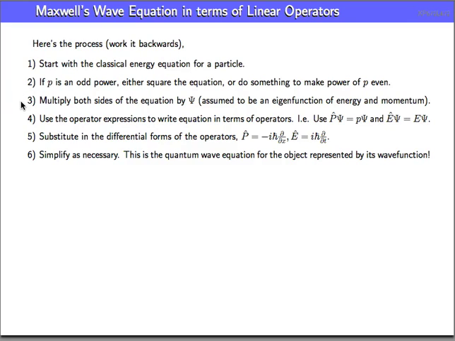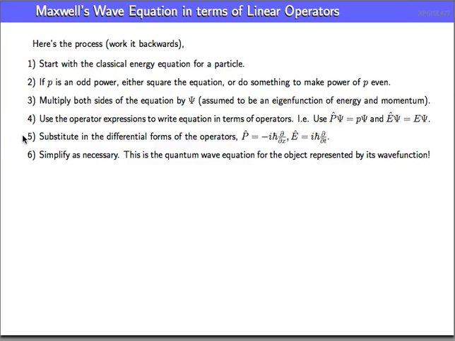Then you multiply both sides of the equation by psi, on the right. And again, psi is assumed to be an eigenfunction of energy and momentum. That's a big assumption, but we're going to assume that. Now we can go backwards and use the operator expressions to write the eigenvalues of P and E that occur in the energy expression in terms of the operators P and E.